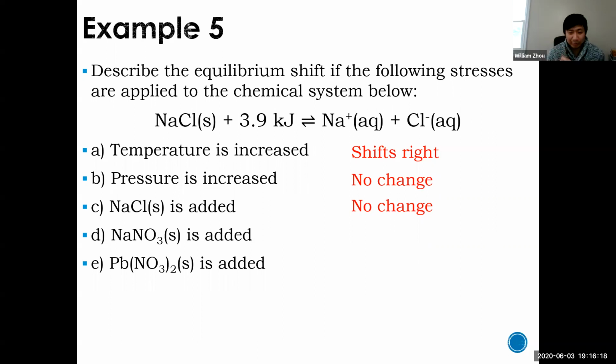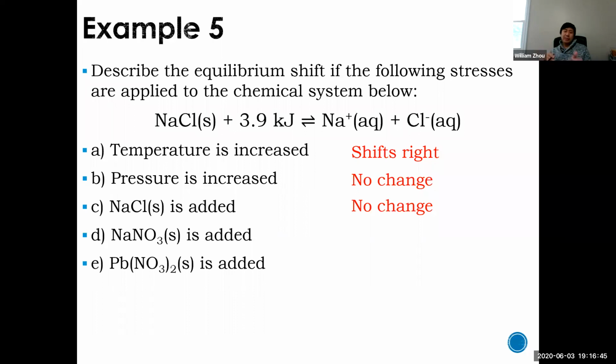It's a solid. A solid does not have a concentration. It is not subject to change. Adding more solid salt into water doesn't mean you'll dissolve more if it's already saturated. You just have more solid salt. So that actually has no change. So please be very careful of the state of matter. Aqueous and gas, adding more does change something, but solid and liquid, adding more changes nothing. Okay, that's the trick here.